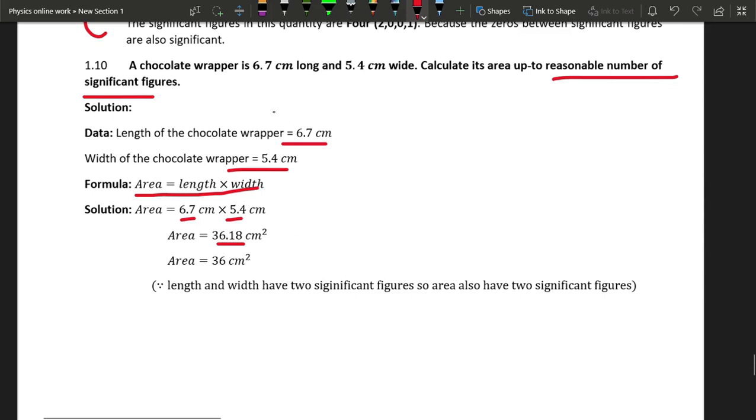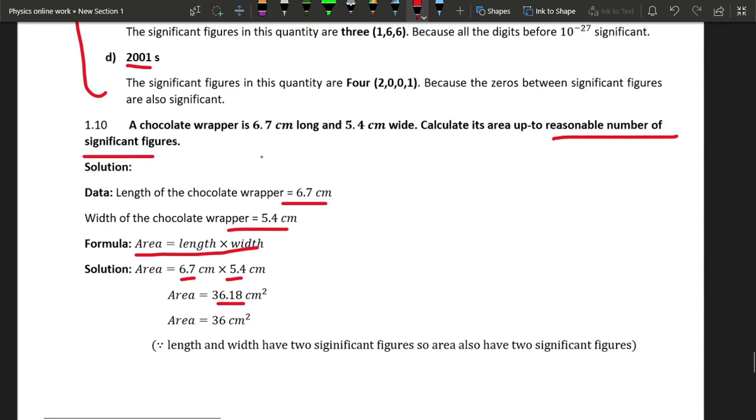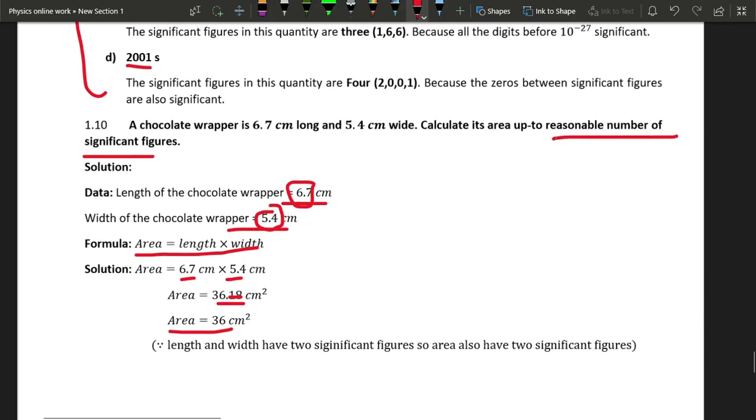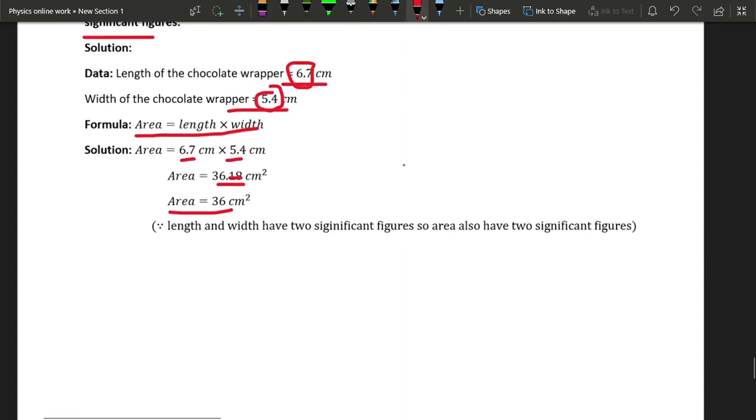Now given data has two significant figures. You can see the length of chocolate wafer has two significant figures and width also has two significant figures. So answer must be in two significant figures, not four significant figures. So we just skip these two numbers and the answer is 36, because we need to find the area up to a reasonable number of significant figures. So length and width have two significant figures, so area must also have two significant figures.